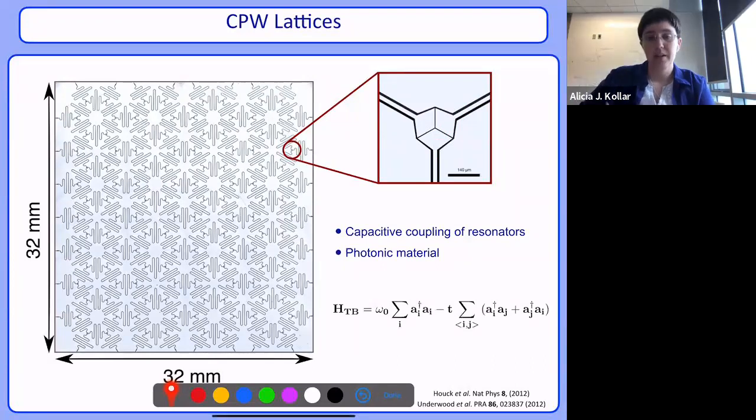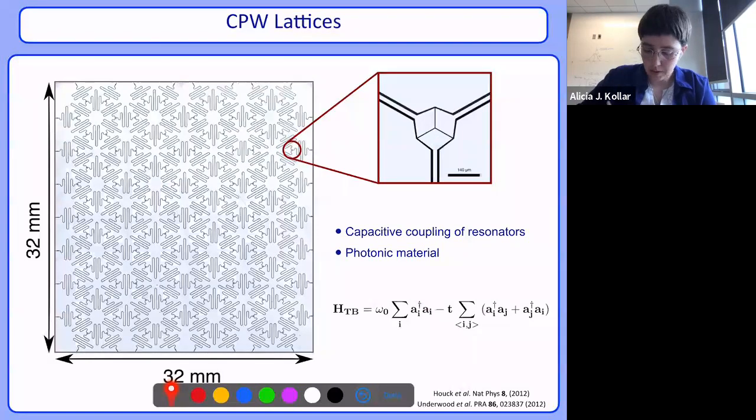And so what we have here is an artificial photonic material, and the physics of this thing is governed by this Hamiltonian operator. And so this vector A, you can think of it as a complex vector specifying the amplitude and the phase of the electromagnetic field mode on each site.